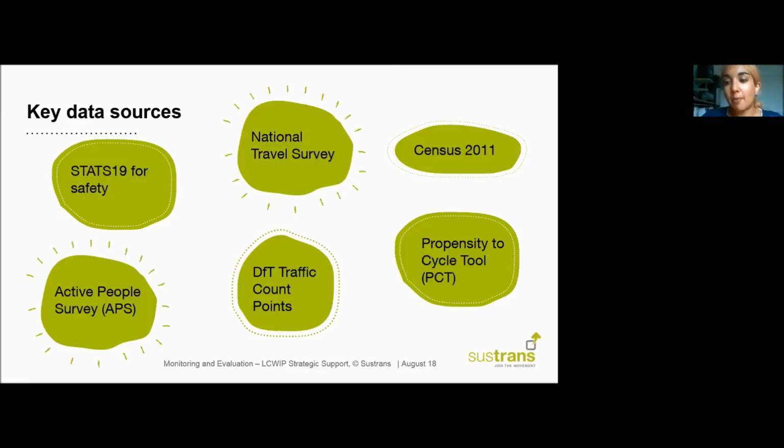So in terms of the time scale of a project, it may or may not be relevant, especially considering the large scale. And the Propensity to Cycle Tool provides a means of modelling what increases in cycling would look like in a local area. So it can provide an understanding of potential targets to be achieved, but is not necessarily used as part of a monitoring approach. So there are some key data sources that you might also want to consider looking at when designing a monitoring and evaluation approach.